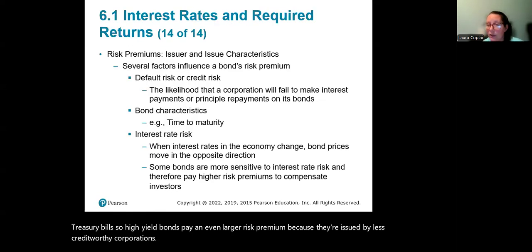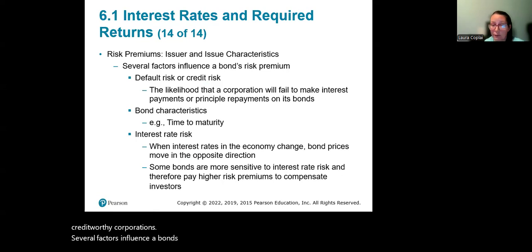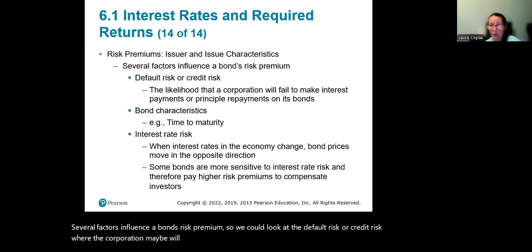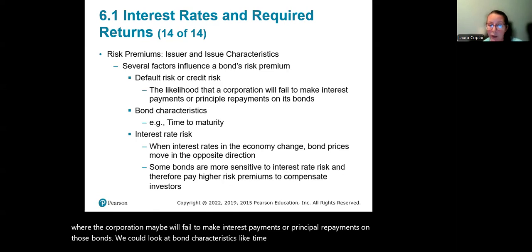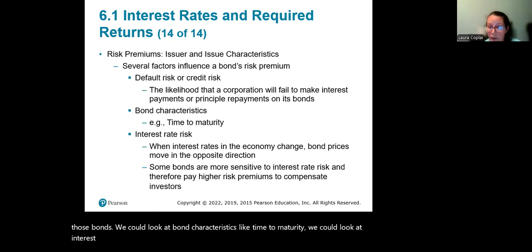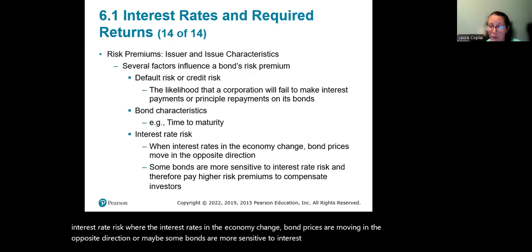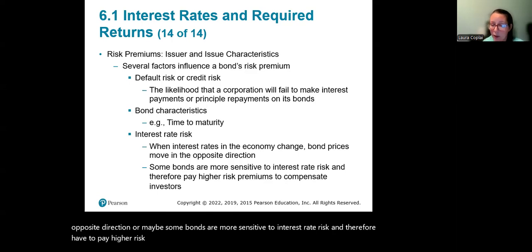Several factors influence a bond's risk premium. We could look at the default risk or credit risk, where the corporation may fail to make interest payments or principal repayments on those bonds. We could look at bond characteristics like time to maturity. We could look at interest rate risk, where when interest rates in the economy change, bond prices move in the opposite direction. Or maybe some bonds are more sensitive to interest rate risk and therefore have to pay higher risk premiums to compensate those investors.